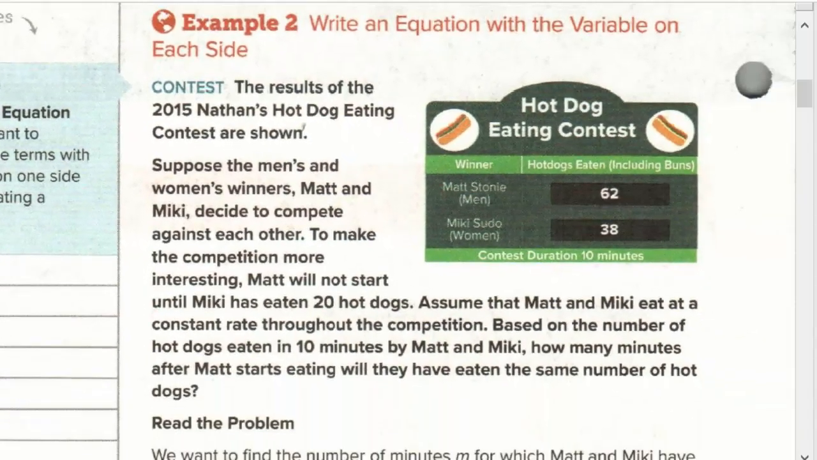For example 2, they want us to write an equation with the variable on each side. And the scenario they have here is a hot dog eating contest. They have the winner or the champion for the men and the women, and they're going to put the man against the woman in a competition.